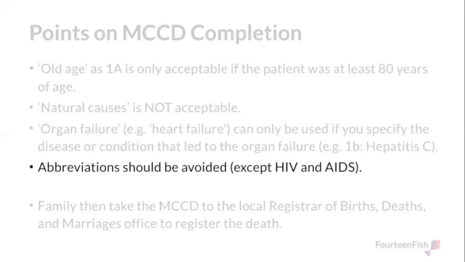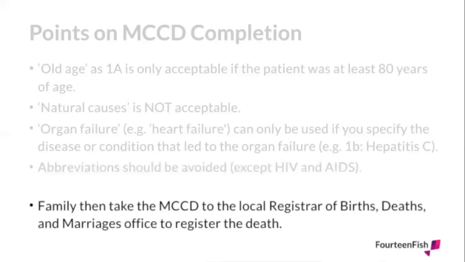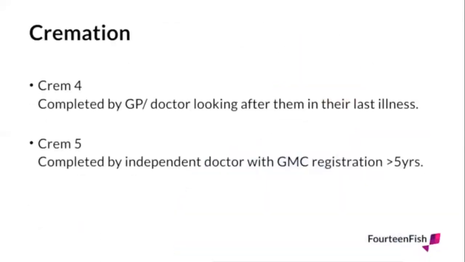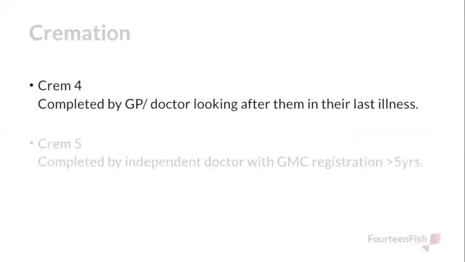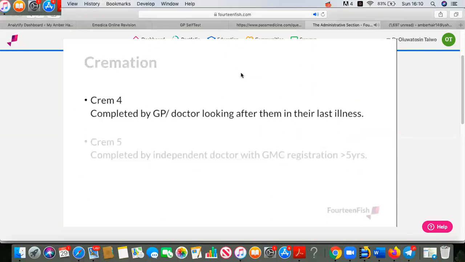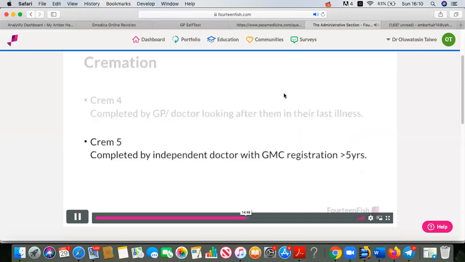After completion of the death certificate, the patient's family then take that certificate to the local registrar of births, deaths, and marriages to register the death. For patients who wish to be cremated, forms need to be completed by the GP and other independent practitioners. So the GP will complete what's known as the CREM 4 form, and that would be done by the GP who is looking after them in their final illness. And then a CREM 5 form is completed by an independent doctor who's been registered with the GMC, full registration for 5 years.